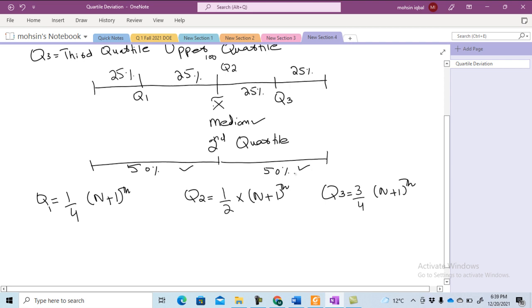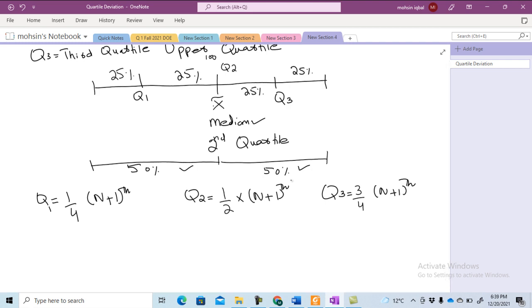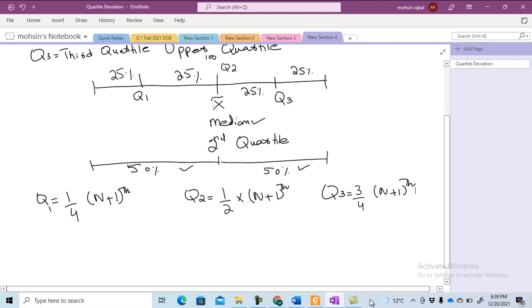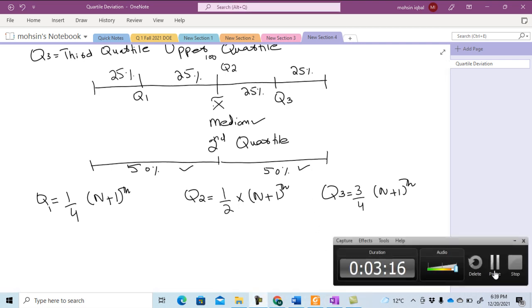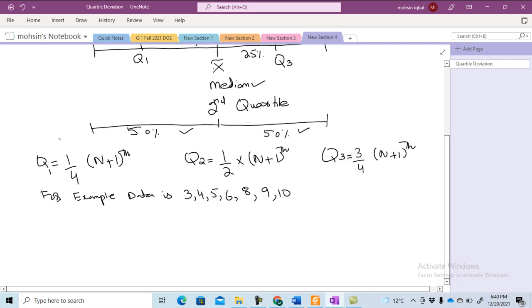Now I am going to solve two examples. One will be very simple, and the other will be quite complex compared to the first one. So we will move towards the data and solve the example. I have written data for the example which we are going to solve: 3, 4, 5, 6, 8, 9, 10. So these are 1, 2, 3, 4, 5, 6, 7, seven data points. The number of observations n is equal to 7.